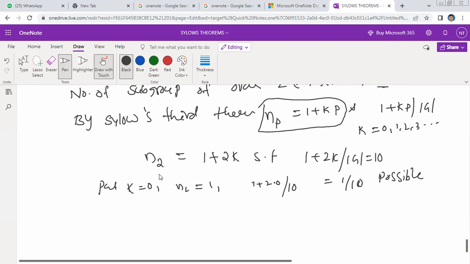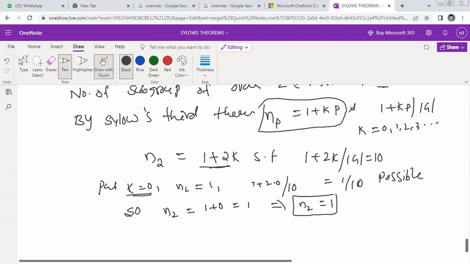So what is the value of N2? Whenever K is equal to 0 is possible, we can substitute this K value here. Number of Sylow subgroups N2 is equal to 1 plus 0. This is equal to 1. Therefore, the number of subgroups we get here is 1.